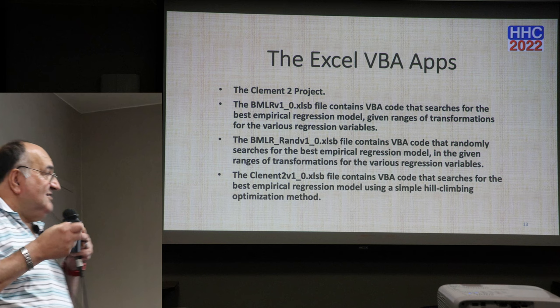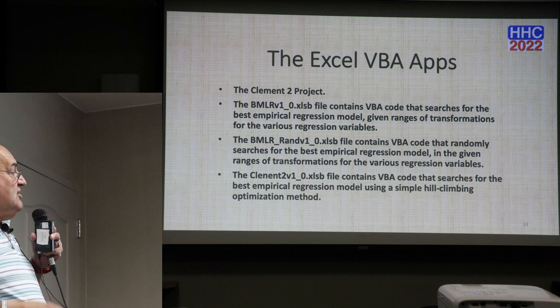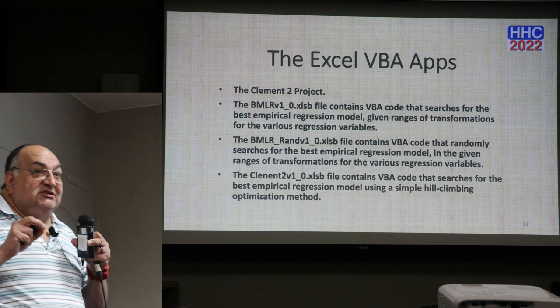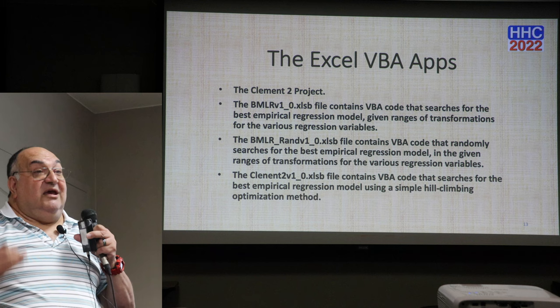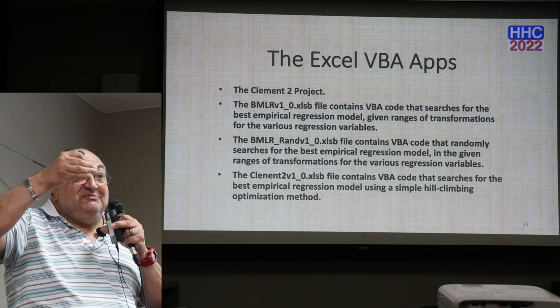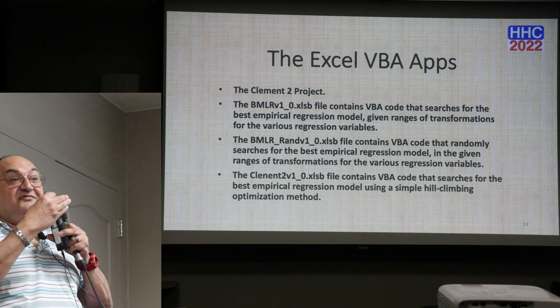So this time I wrote three programs. The first one searches for the best empirical model given ranges of transformations for the various variables: minimum, maximum, and step. This can take a good time if you have enough data and enough transformations, especially if you make the steps smaller. You can be dealing with tens of thousands of models.